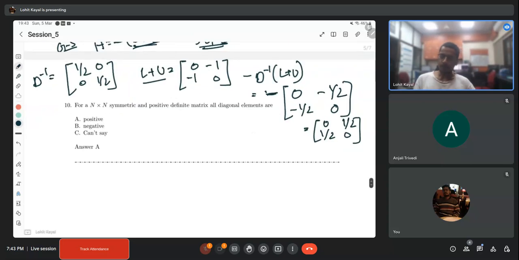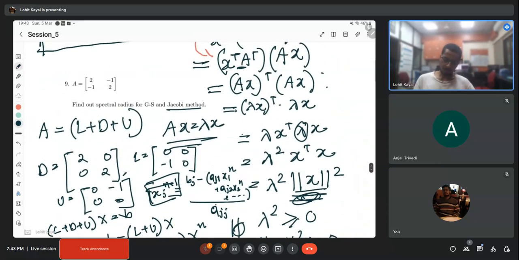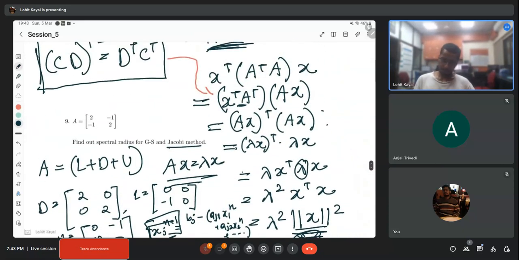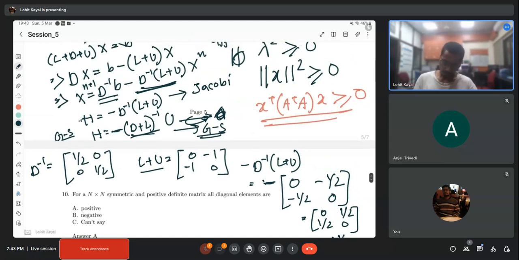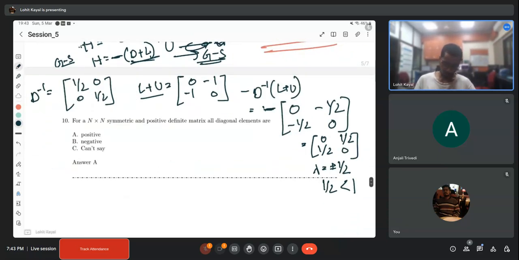So what is the eigenvalue? If you calculate the eigenvalue, you will find it is plus or minus half. And the maximum eigenvalue, half, is less than 1. So for the Jacobi method, this solution converges. I am telling you again that for the Gauss-Seidel method we will find that the solution converges as well, and I will show that in the code. Now let's move to the next question.